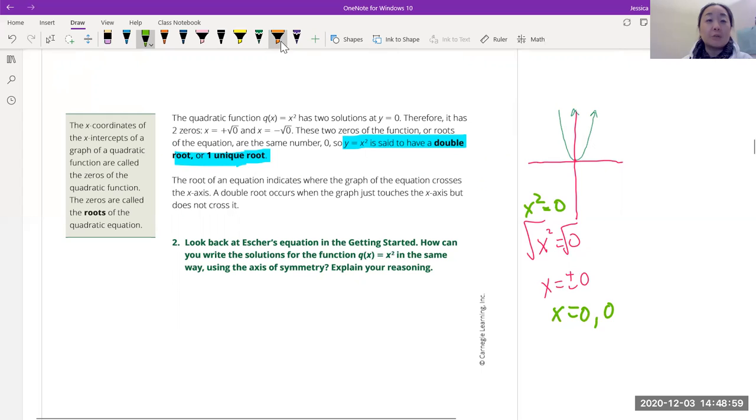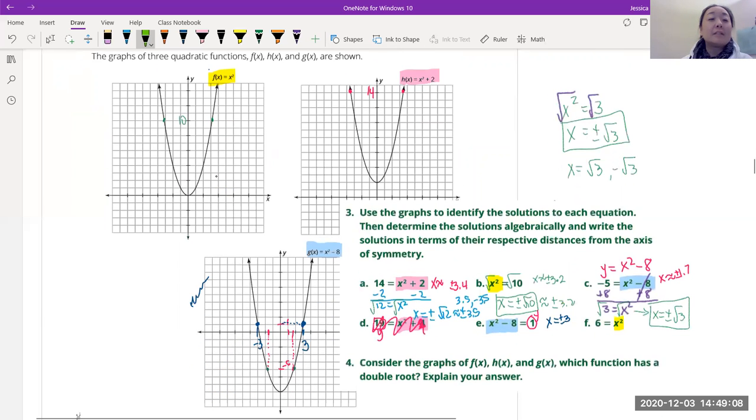Or they would say it's one unique root because it's technically just one number, right? But the answer does come out twice, right? And that'll be important later on, but not right now.